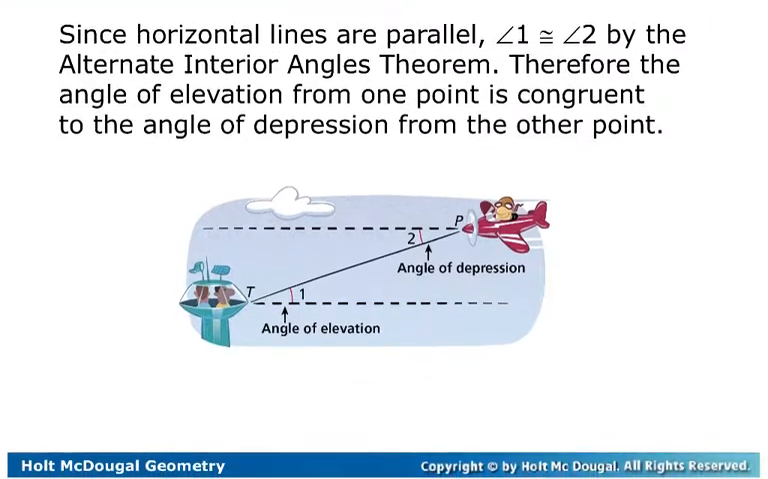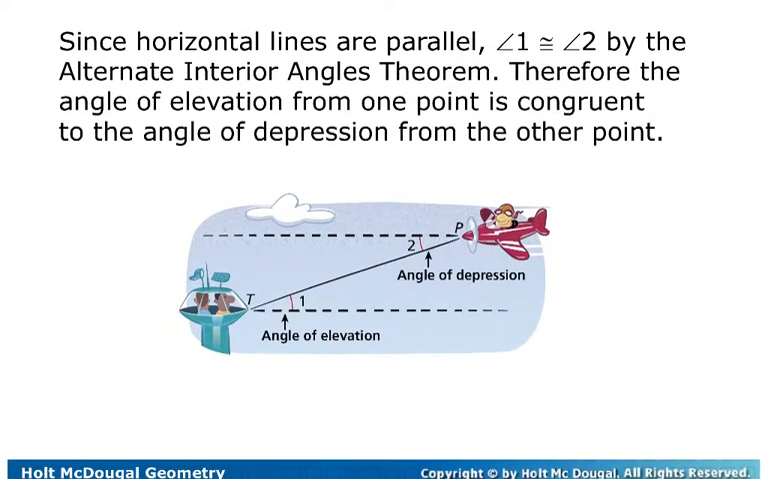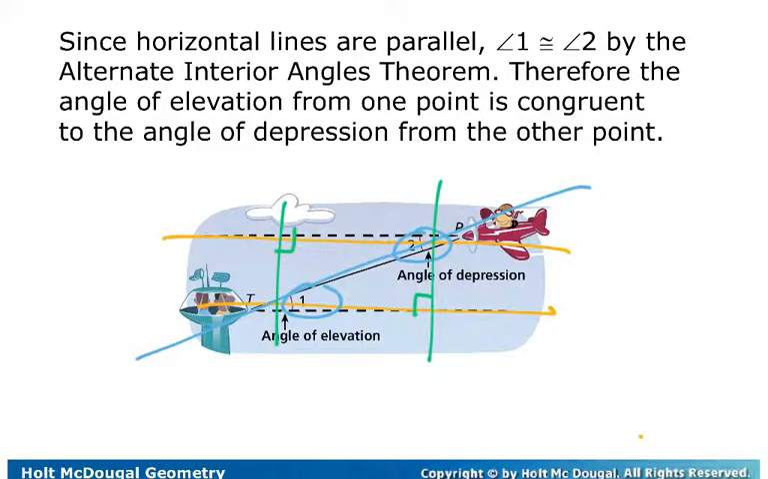So this next piece here, since horizontal lines are parallel, angle 1 and angle 2, by the alternate interior angles theorem, are in fact congruent. Therefore, the angle of elevation from one point is congruent to the angle of depression from the other point. So again, alternate interior angles, meaning if these were our parallel lines and this is our transversal, this angle and this angle are going to be the same. That will help us when we're drawing our diagrams, because we'll be able to draw a right triangle with the right angle up above or with the right angle on the base there.